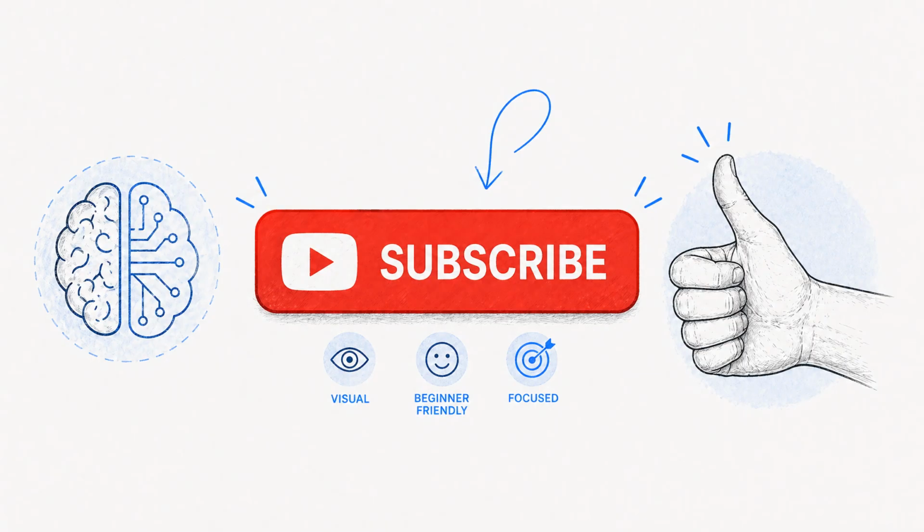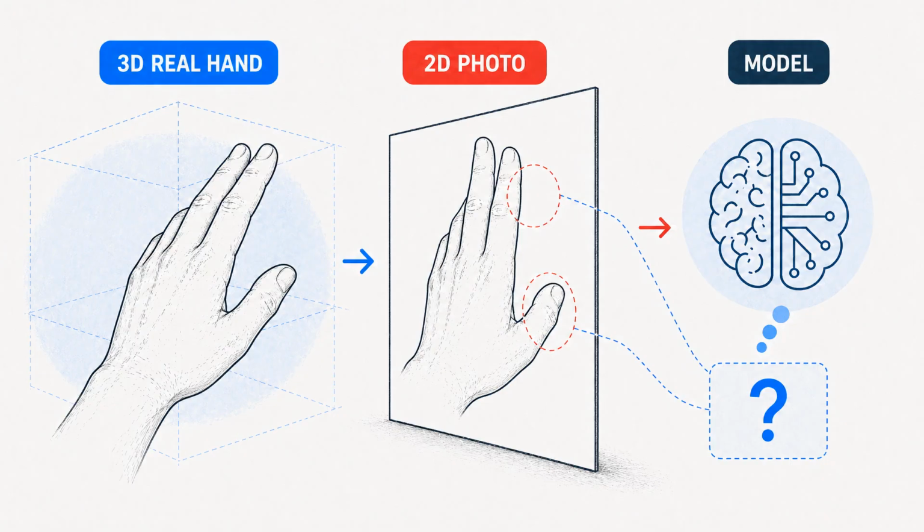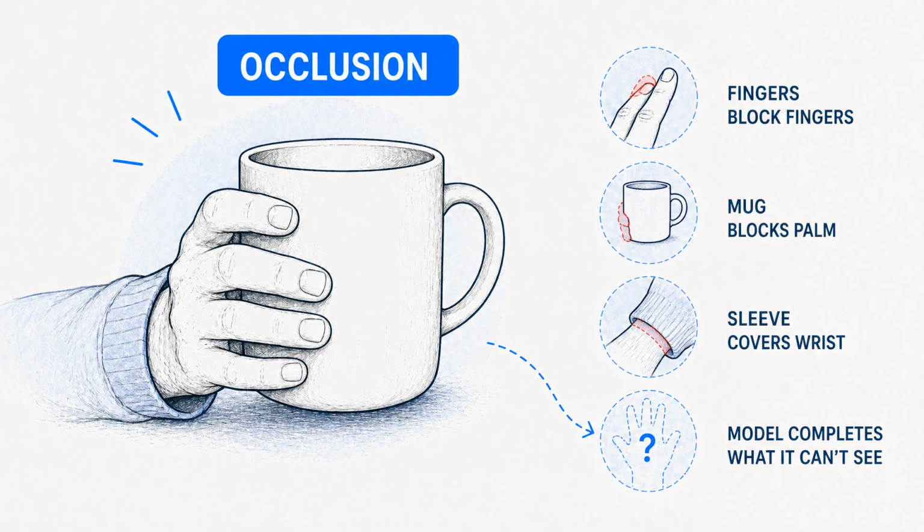Now, let us get back to why fingers are such a hard test. A real hand is 3-dimensional. A picture is flat. When fingers overlap in a photo, some parts disappear from view. A model only sees the final flat image, so it has to guess what hidden structure caused those visible shapes. Occlusion means one thing blocks another thing. Hands are full of occlusion.